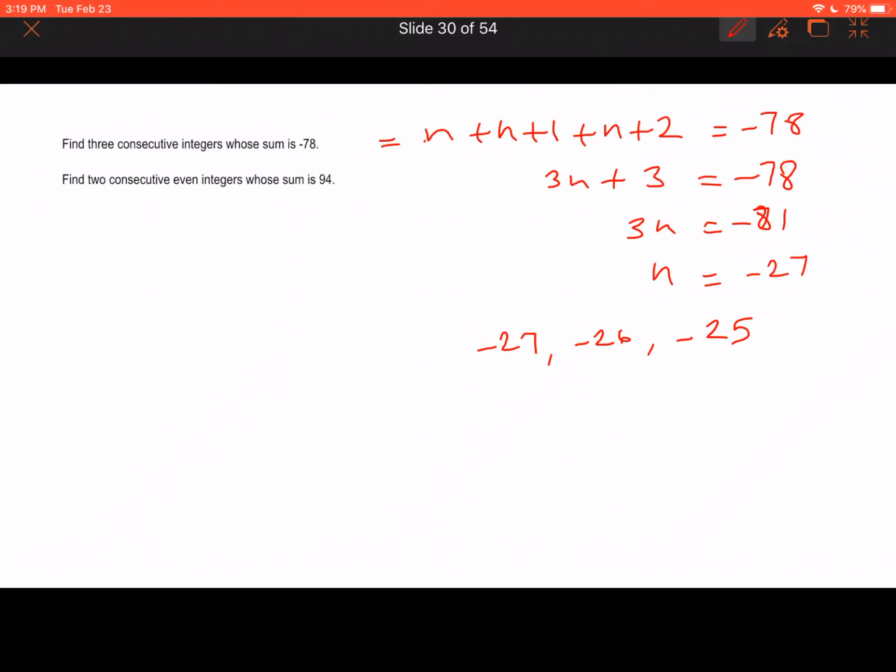Since these are negative numbers, the values keep on decreasing, so you have to be very careful when finding consecutive numbers. Okay, next is find two consecutive even integers. The general format of even integers is 2n, 2n plus 2, 2n plus 4, right? Even integers are represented in the 2n format. For consecutive integers, I add plus 2 to each previous number. The sum of these is going to be 94. After this, the solution is easier.